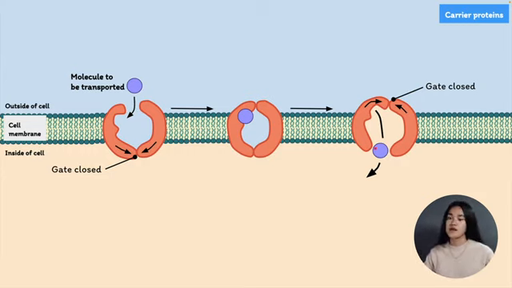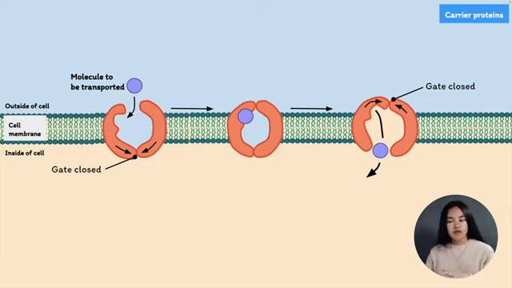It's pretty cool, right? Now, one key feature of carrier proteins is that they're never open to both sides of the membrane at the same time. This is because the solute molecule must bind to a specific site on the protein to be transported. And this also means that carrier proteins can be subject to competition and potential saturation of the transport mechanism.